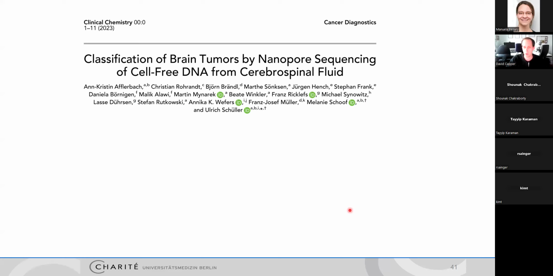These were patients that had not been previously operated on, showing that possibly for some tumors that are, for example, in the deep brain region, or for other reasons where patients don't want to get operated on, there could be a possibility for some of these patients already today to come to a full pathological diagnosis using nanopore sequencing of cell-free DNA.